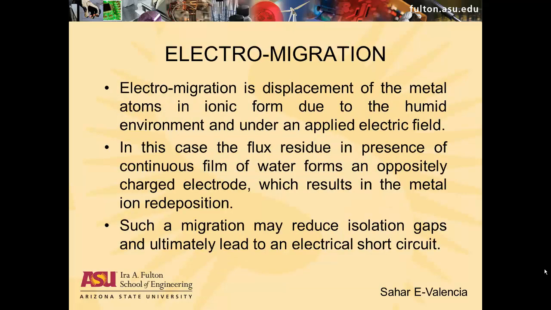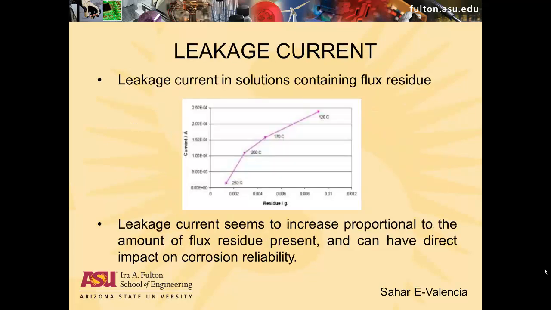And what is electromigration? Electromigration refers to the gradual displacement of a conductor's atoms as a result of the current flowing through that conductor. As I mentioned before, in electronic packaging, the reaction of the continuous film of moisture and the flux residues forms an oppositely charged electrode. This will lead to displacement of the metal ions, which gradually reduces the isolation gap and ultimately causes the electronic short circuit.